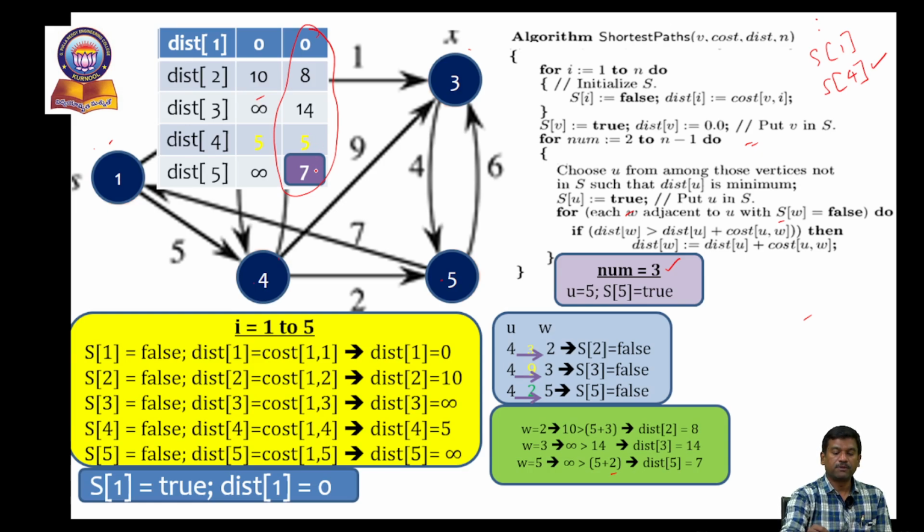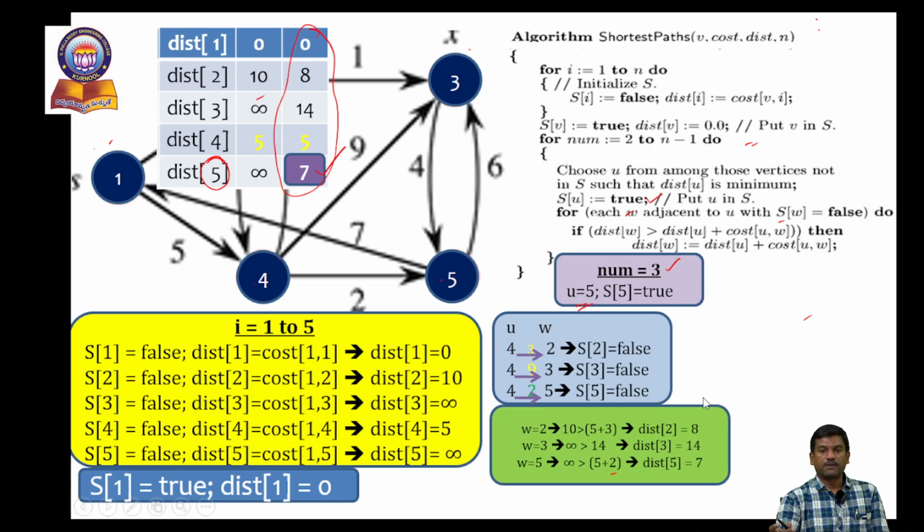And the next minimum will be equal to 7. And what is its respective vertex? That is 5. That is u. So u is equal to 5. And according to the step, S of 5 is to be made equal to true. So S of 5 is made equal to true.